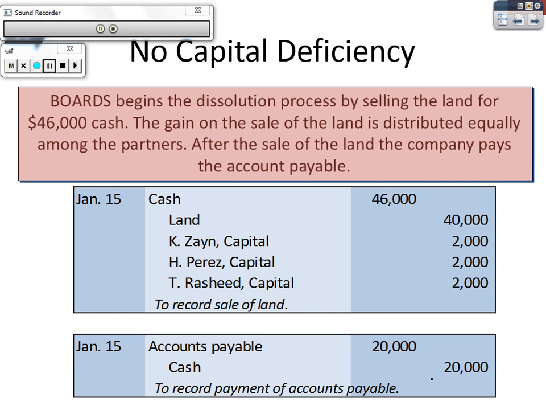So they're going to begin the process of dissolving the business, right? First, they're selling the land. Remember, it was worth how much? 40,000. How much did they sell it for? 46,000. So that means they have to recognize a gain, the 6,000 over the 40,000 for the land, and that is distributed equally amongst the 3 partners. So 2,000 for each of them to go in their capital accounts. Remember how I told you that debt has to be paid off before anybody can get any income? They're paying the accounts payable off with 20,000 cash.